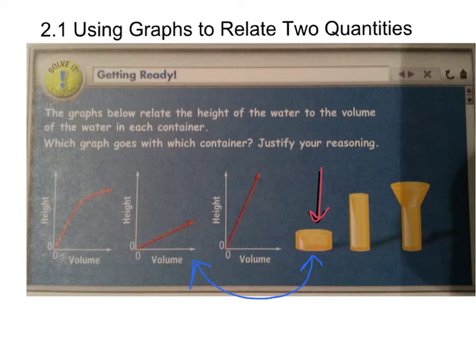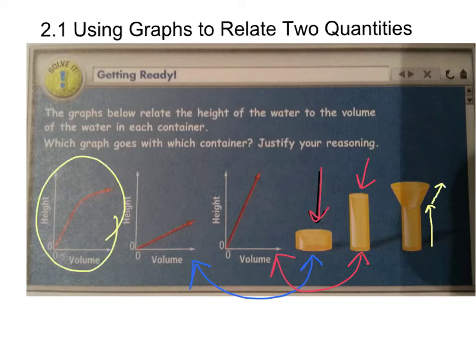Now let's look at the second container. Well, this one also increases. If we're filling it with water, the height's going to increase at a constant rate. But the height is much taller because the container is taller. So therefore, the third graph is going to go with the second container. And then lastly, we have a container that starts increasing, and it's going to go pretty fast, but then it widens, and as it widens, the height's going to slow down. And that's going to be our first graph. Our first graph is going to go with the third container.